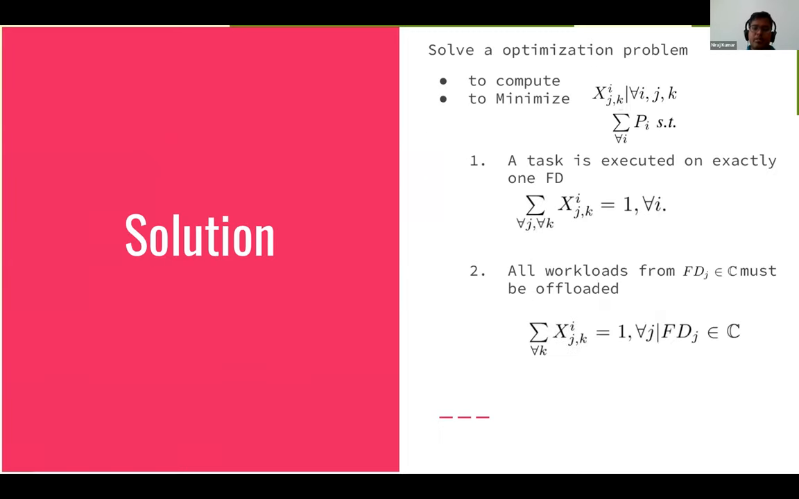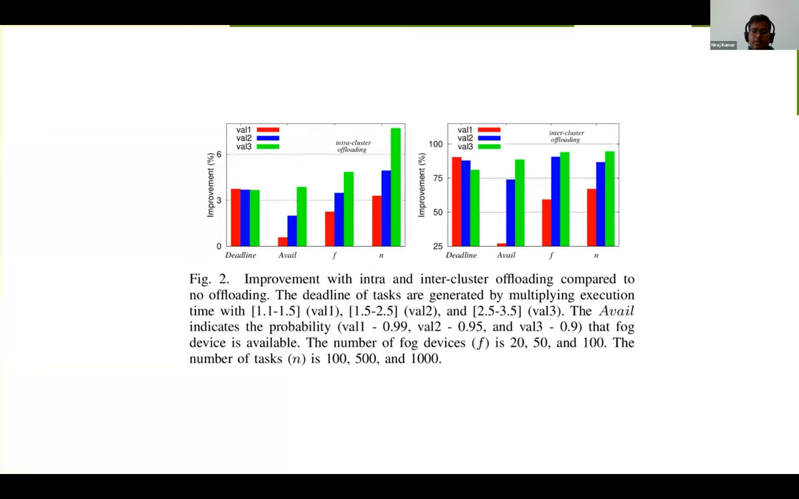This certainly can be formulated as an optimization problem with the objective to minimize the total penalty. But computing an optimal solution is certainly going to be intractable. And the offloading process needs to run while the system is online, so the computation time for offloading must be small enough. So certain heuristics must be developed. We have actually done some initial studies, and we have found that, as expected, offloading certainly has the potential to reduce the overall penalty.